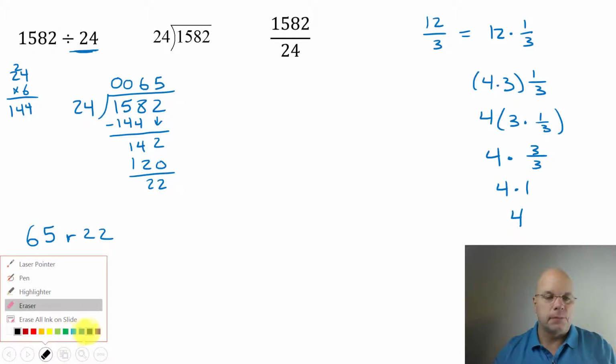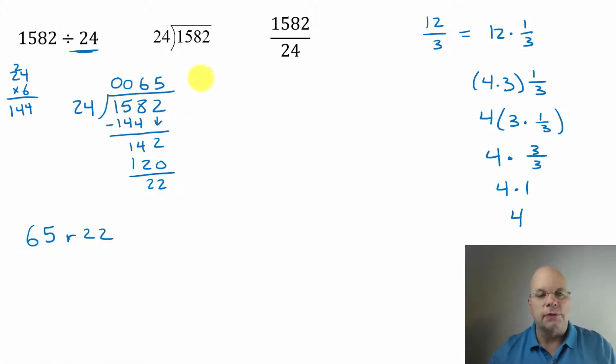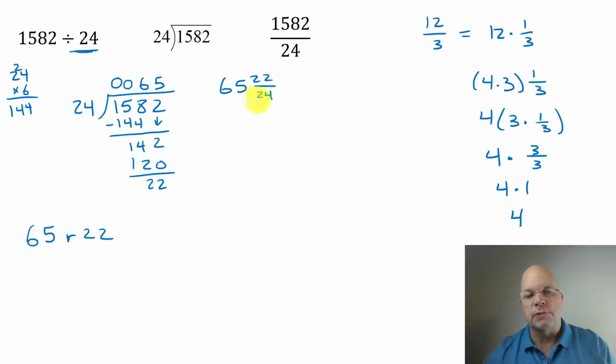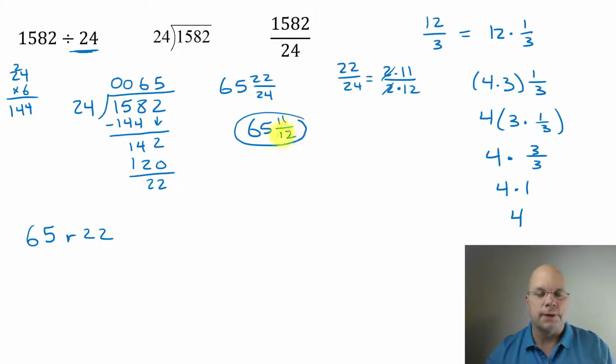If we're counting 24ths, this is 65 and 22 24ths. And then of course we would simplify our fraction. So 22 24ths is equal to, 22 is 2 11s, 24 is 2 12s, and then we can factor out this 2 halves because that's one whole. We'd have 65 and 11 twelfths. That's a fine way to express that quotient.